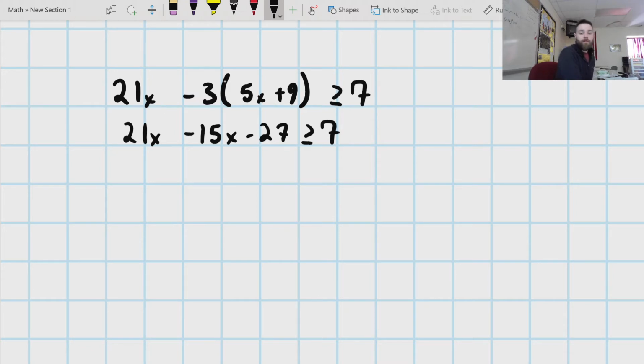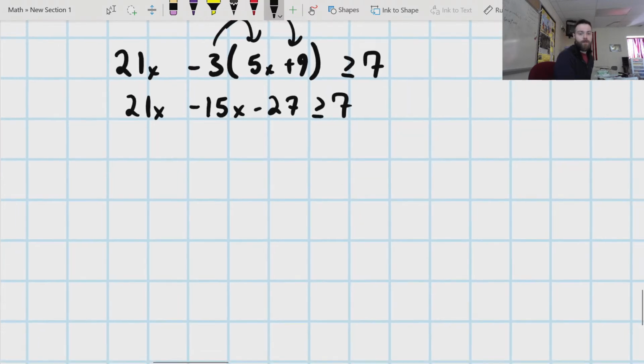So right here, I've got negative 3 in front of the parentheses, and what I did was distribute it, okay? So that's the first step. Whenever I distribute a negative, it flips the sign. So I've got negative 3 times 5 is negative 15, negative 3 times 9 is negative 27. So you can check your arithmetic there.